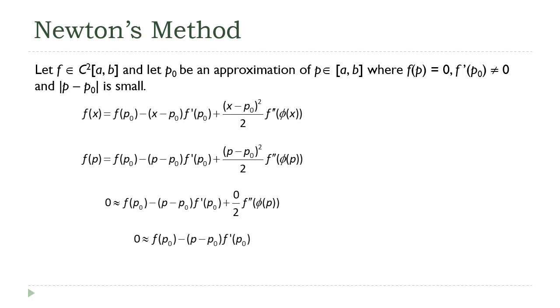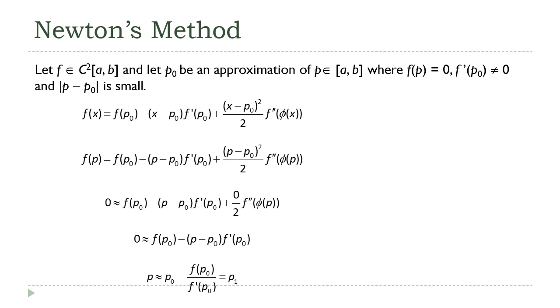So now I'm just going to rewrite that equation, taking off that last term that's equal to 0. And finally, I'm going to take this and solve it for p. I'm going to solve it for the exact solution. So the exact solution is approximately equal to p0 minus f of p0 over f prime of p0. And that is what I'm going to set equal to p1. That is our next approximation. So that's how to get from the first approximation to the second.